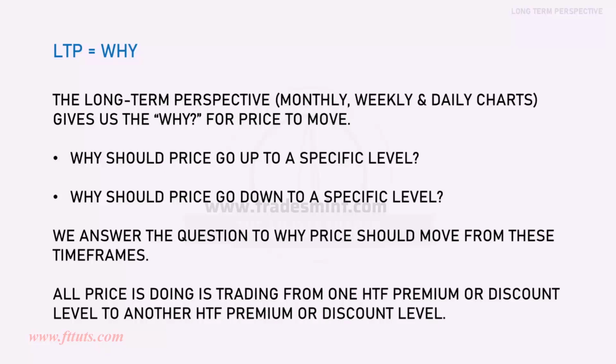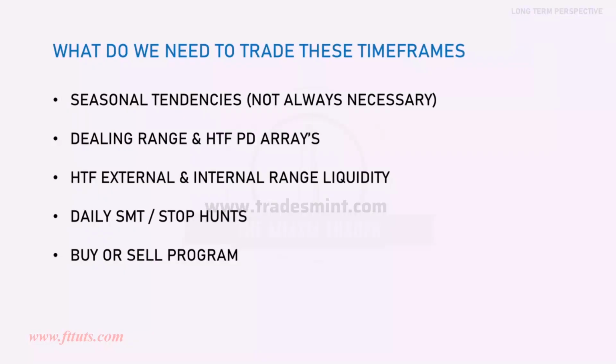All price is doing is trading from one higher time frame premium or discount level to another higher time frame premium or discount level. So what do we need to trade with these time frames, right? We have seasonal tendencies, which is not always necessary, but highly effective when used in combination with higher time frame PD arrays. We need a dealing range and those higher time frame PD arrays. We need higher time frame external and internal range liquidity. We can couple it up with daily SMT and stop hunts, and eventually we'll go into a buy or a sell program.